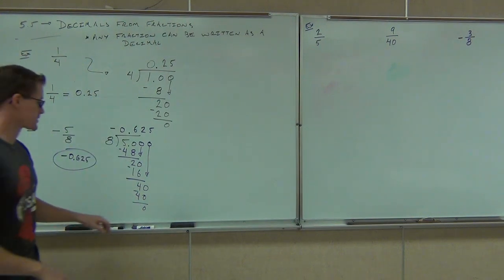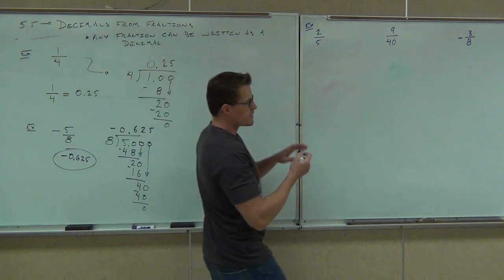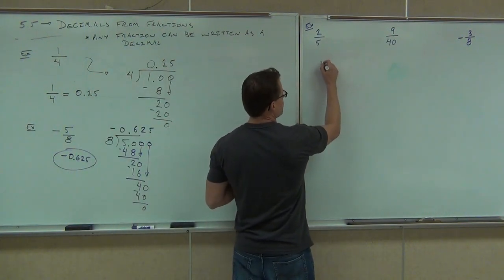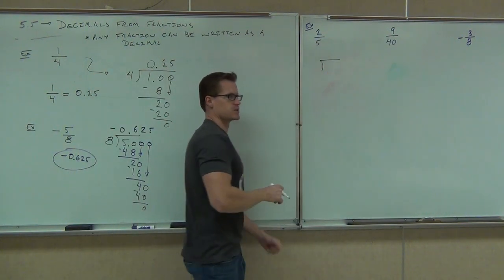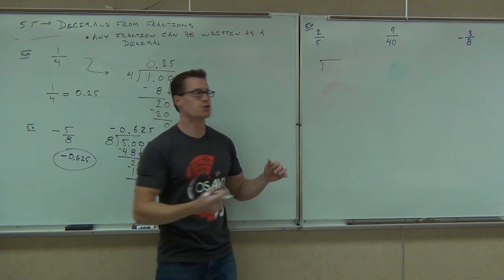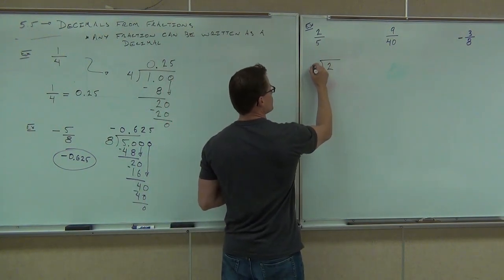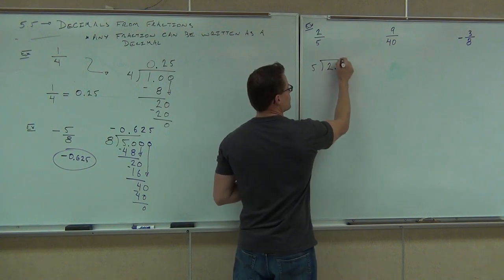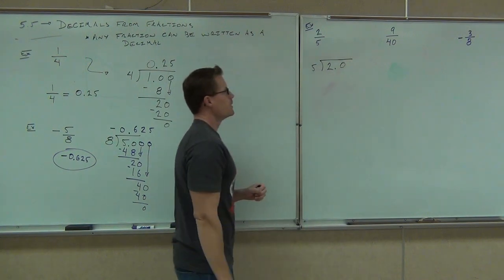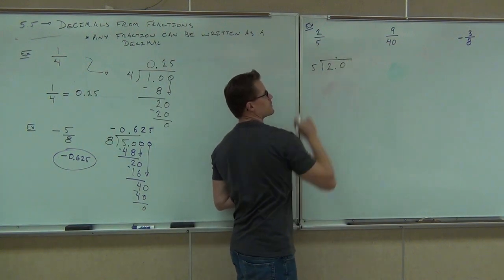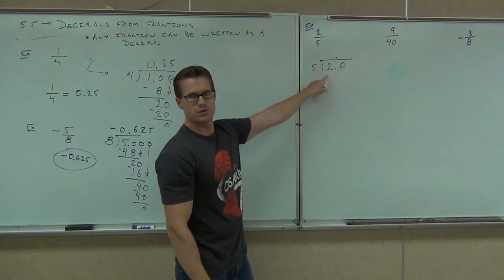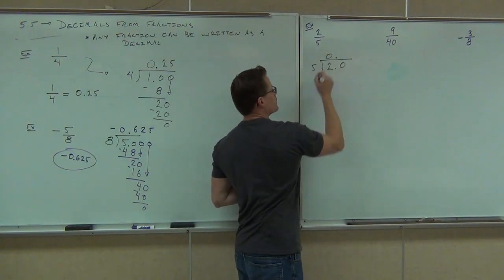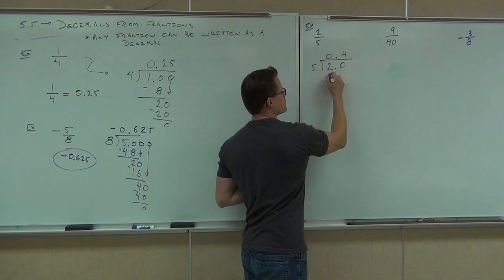Okay, so let's see what happens up here. When we set up each of these problems, we've got to make sure we set it up correctly. It's not the big number that goes in the division symbol. It's the top number, the numerator. So here we'd have our 2 and we have our 5. If we put our decimal and a 0, we know that the decimal place must go up here in the quotient. We have 5 going into 2 0 times. We have 5 going into 20 4 times.